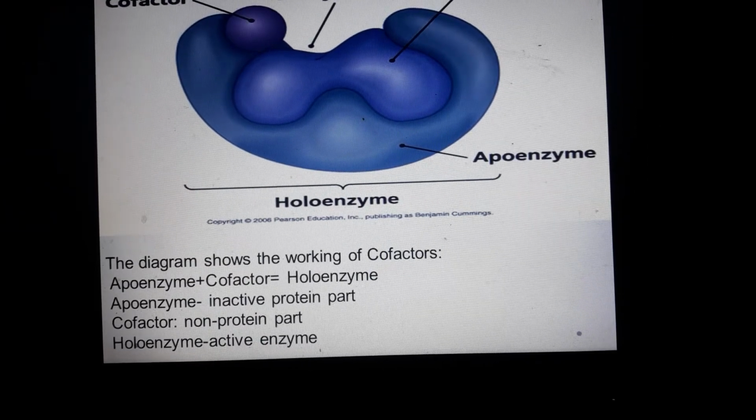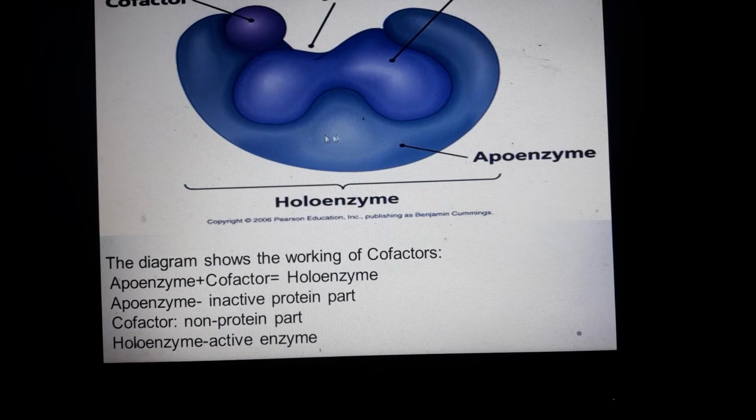So we have here the apo enzyme. Okay. So apo enzyme is the inactive part of the protein. Okay. We have the catalytic site, this one. Catalytic site or known as the active site. We have the apo enzyme known as inactive. We have the cofactor or the non-protein part, which plays the important role in the utilization of the substrate. And we have the holoenzyme known as the active enzyme.